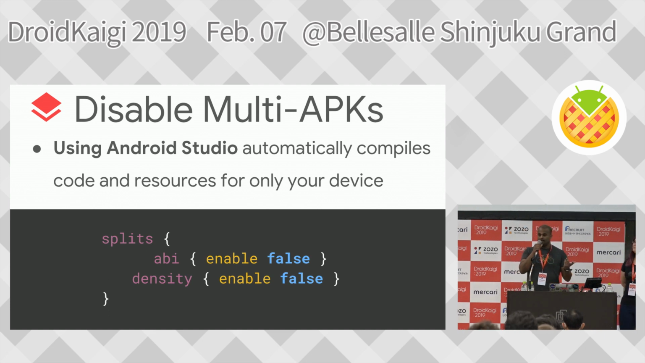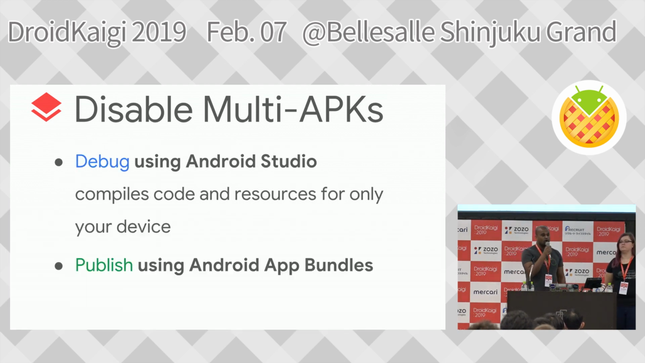So the last really easy optimization that we're going to talk about is disabling multi-APKs. If you're publishing to only Google Play Store, you really don't need it. When you're debugging, using Android Studio, like we mentioned, automatically only uses the code and resources for the device you're connected to. So you really don't need splits. So what about publishing? When you're publishing, you absolutely should be using Android app bundles, and I'll tell you why.